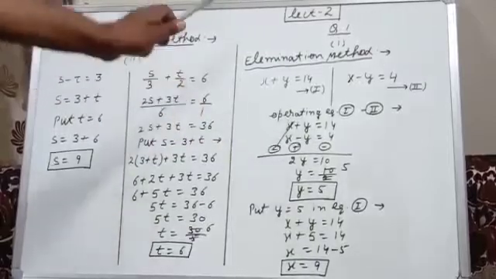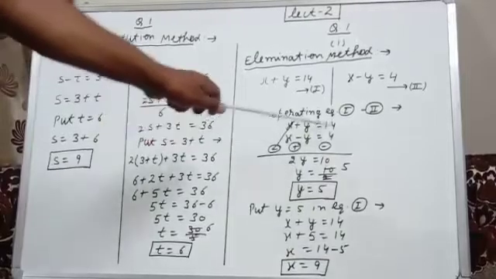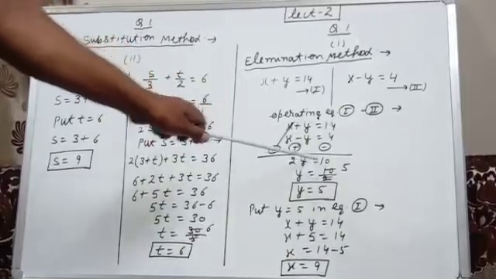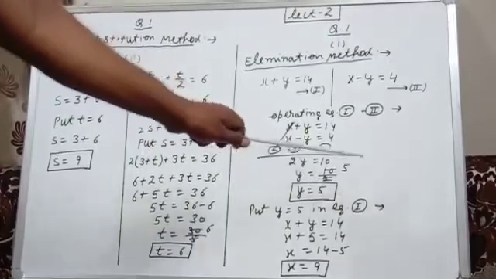Now the first variable always cancels out. So plus y, this will become plus 2y. 14 minus 4, it will become 10. So here 2 multiply, on this side 2 will divide. So you will get y equal to 5.